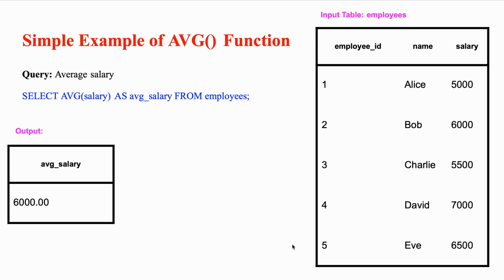Now, let's say we want to calculate the average salary. We can run this query: select average salary as average salary from employees, and the result is 6000. That's the average of all the salary values in this table. As a tester, we can use the average function to check whether the average salary meets business expectation.